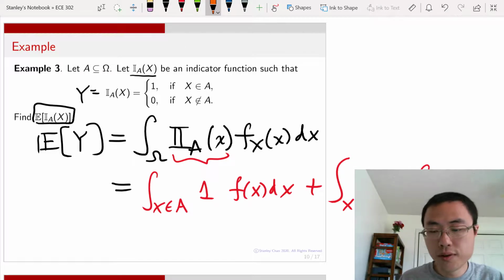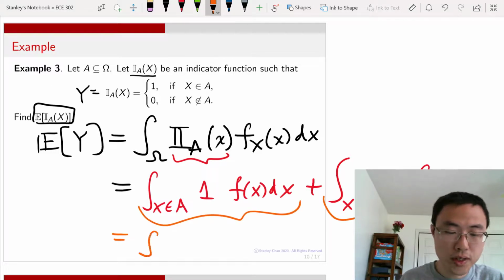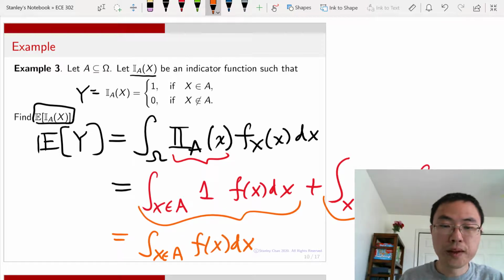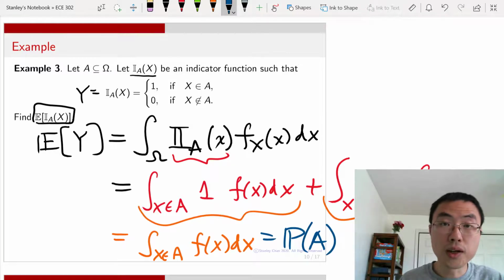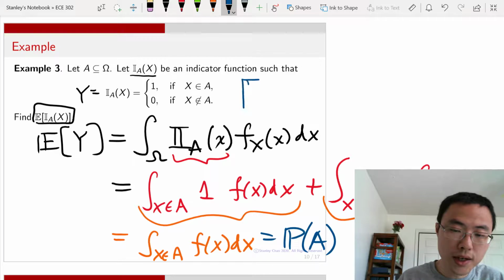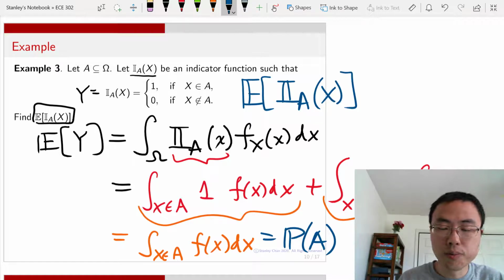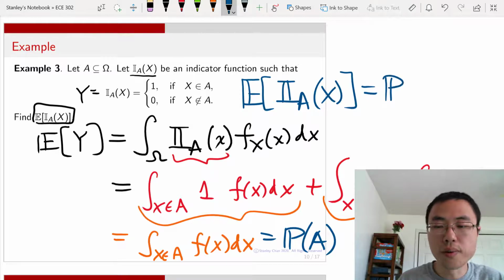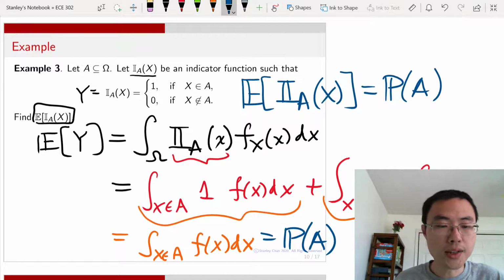The second integration, of course, is just 0 because you have a 0 there. The first one is just the integration over x inside the set A of f_X dx. And this is precisely the probability of A. So this result says that the expectation of the indicator function of A of x, where x is inside the set A, is just the probability of A. This is a pretty useful result when you try to analyze certain events.